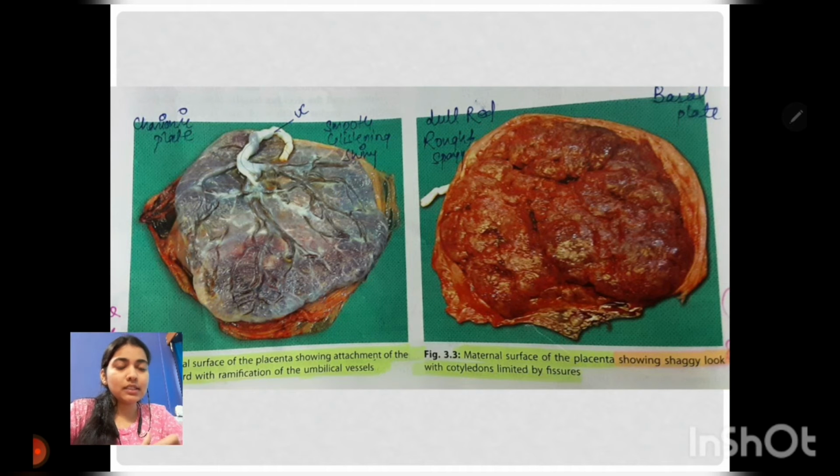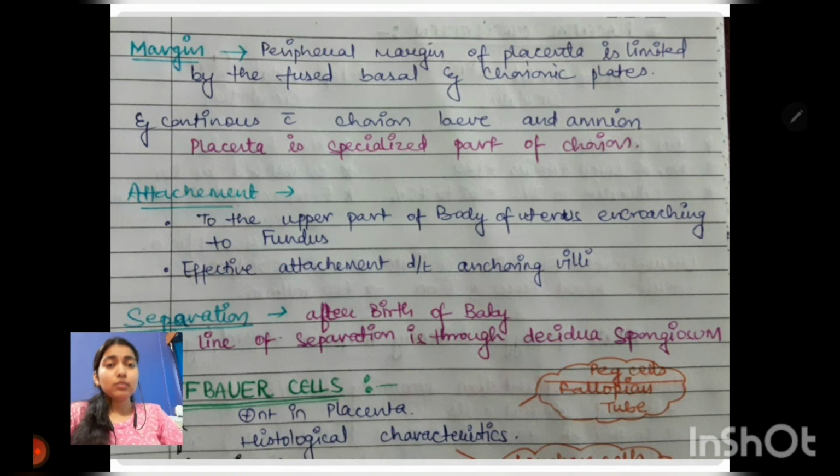Diagram showing the fetal surface and the maternal surface. This is the fetal surface and the other one is the maternal surface. This amnion, smooth glistening surface, you can appreciate here. And chorionic plate. This is the basal plate, dull red, rough and spongy and limited by fissures. And cotyledons, various lobes you can see here. Okay, so the peripheral margin of placenta is limited by the fused basal and chorionic plates and is continuous with the chorion laeve and amnion.